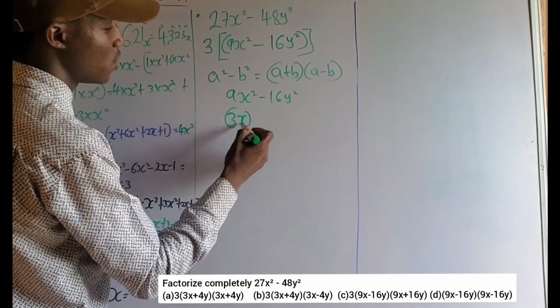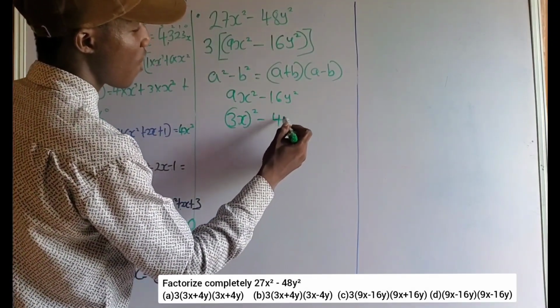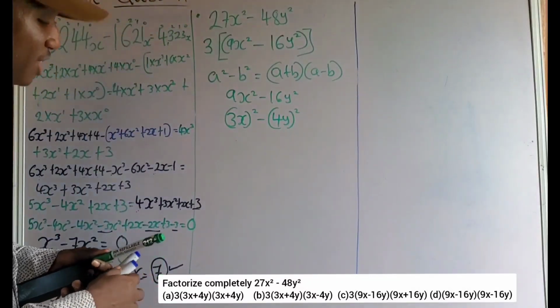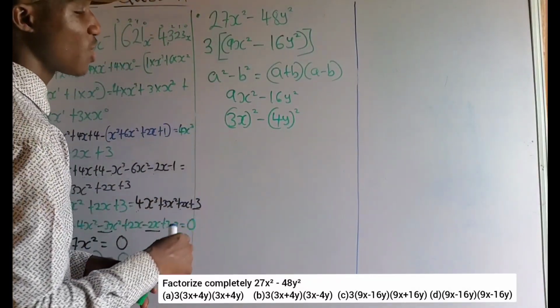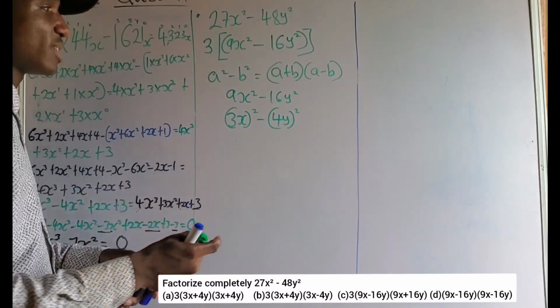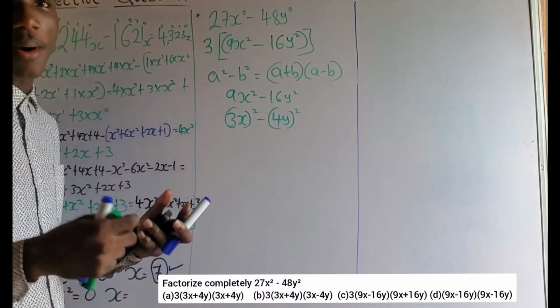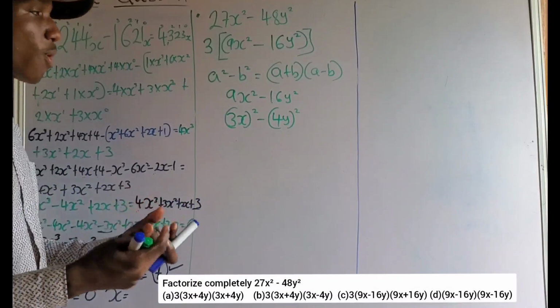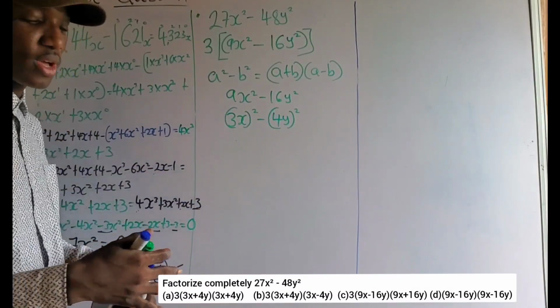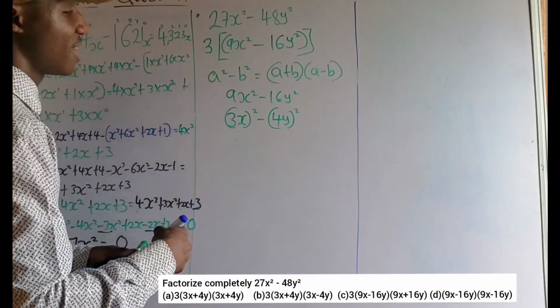3x raised to the power of 2 minus 4y raised to the power of 2. Do you know what I did? If you open the bracket, you're going to have 3x times 3x, right? 3x times 3x will give us 9x squared. Likewise, the same for 4y squared. 4y squared means 4y times 4y, which will give us what? 16y squared.